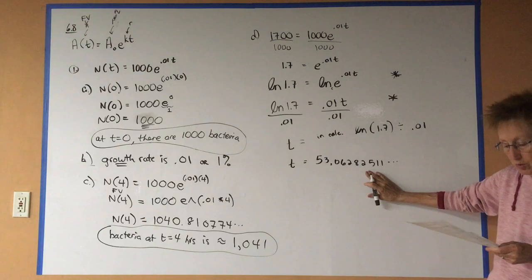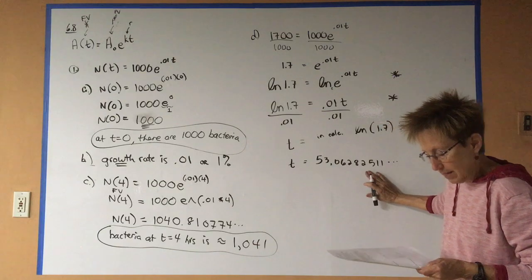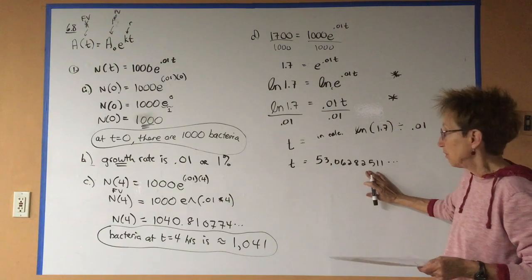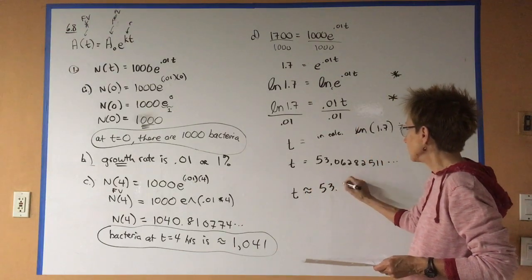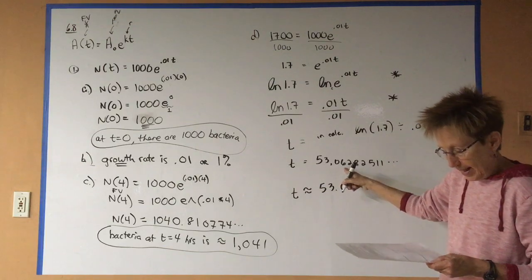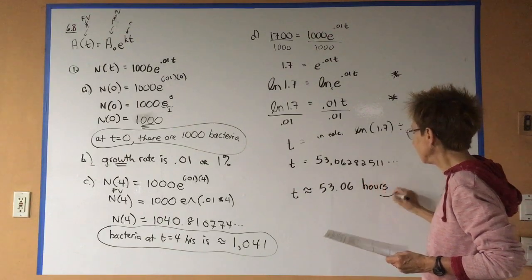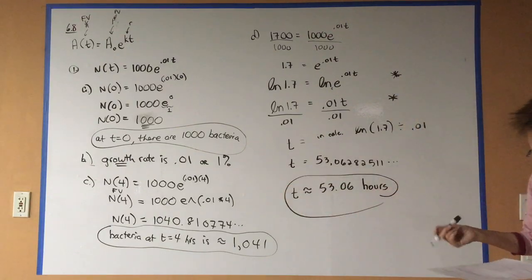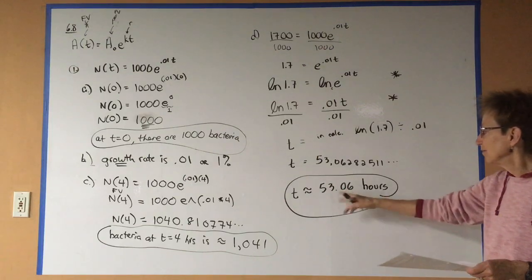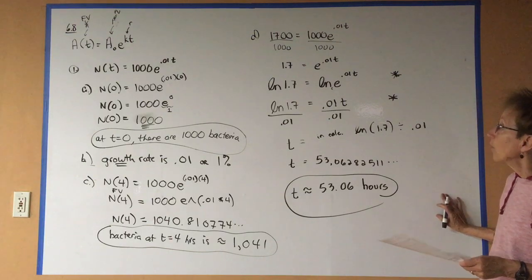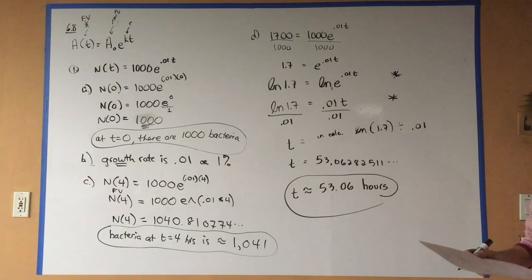Now I will round it. And I will always tell you what to round to. I know I didn't on this handout, but I will on like a test or something. So I would like you to round this to 2 decimal places. So that means time is approximately going to be equal to 53.06 with 2 decimal places. And time is in what? Hours. So put your units on there. So it's going to take about 53 hours for this bacteria to increase to 1,700 from 1,000.